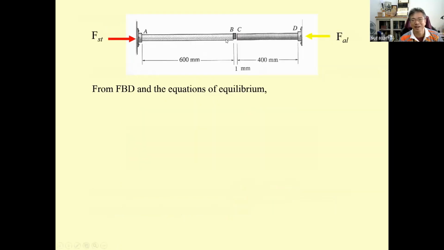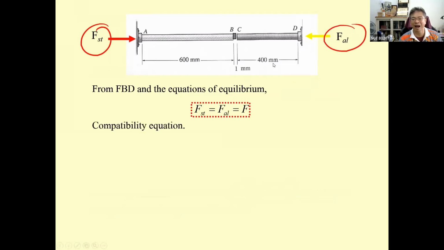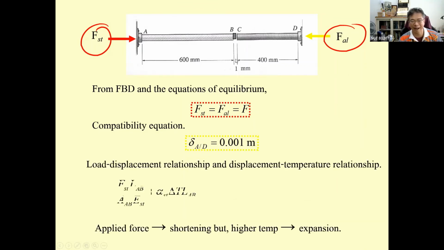But if it crosses the gap by the temperature change, there are forces. But this time the forces are not the same because the materials are different. So when you sum the forces, you set the sum of F sub ST and F sub AL, but they are going to give the same result of F. And the compatibility from the previous one is 0. This one is going to be 1 millimeter. And then you just put this one for the steel.